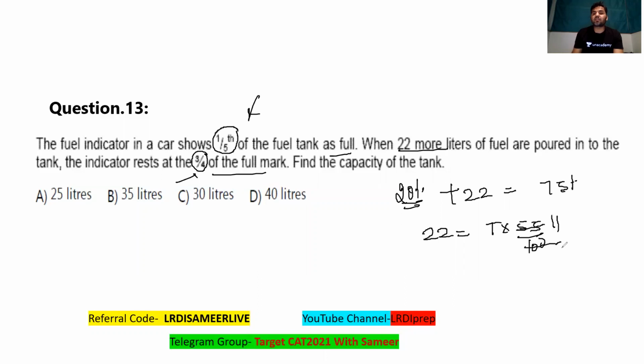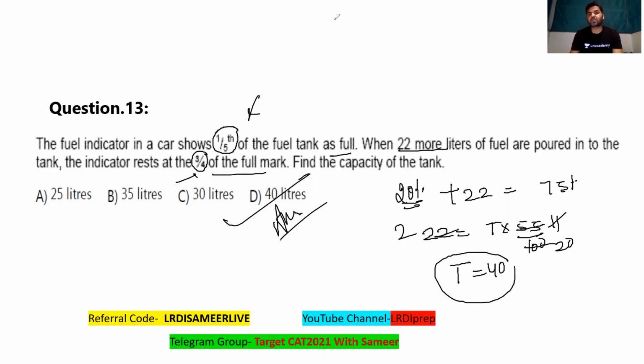So 5 into 11, 5 into 20, this cancels out to 2. That means the total capacity of the tank is 40 liters. D option is the correct answer to the question. Moving on to the next question, guys.